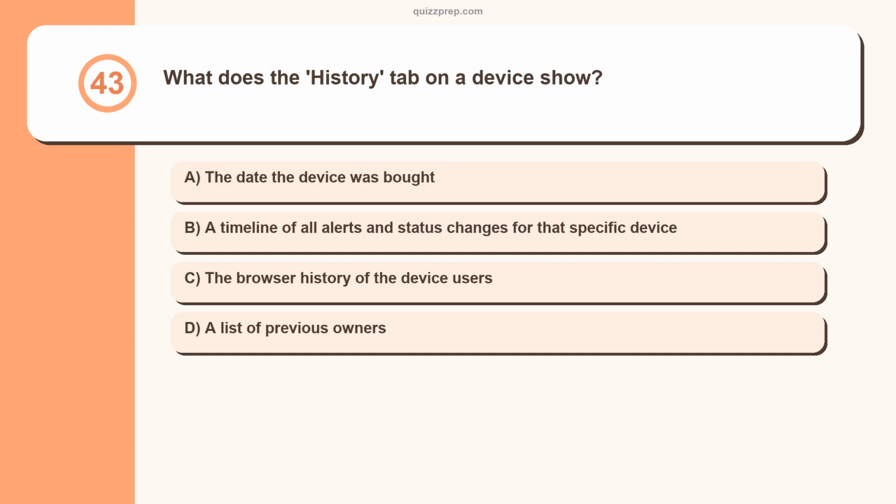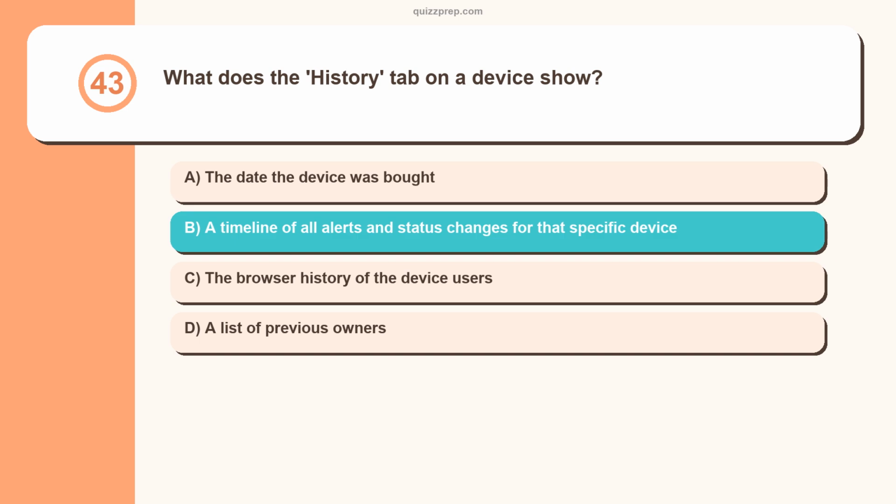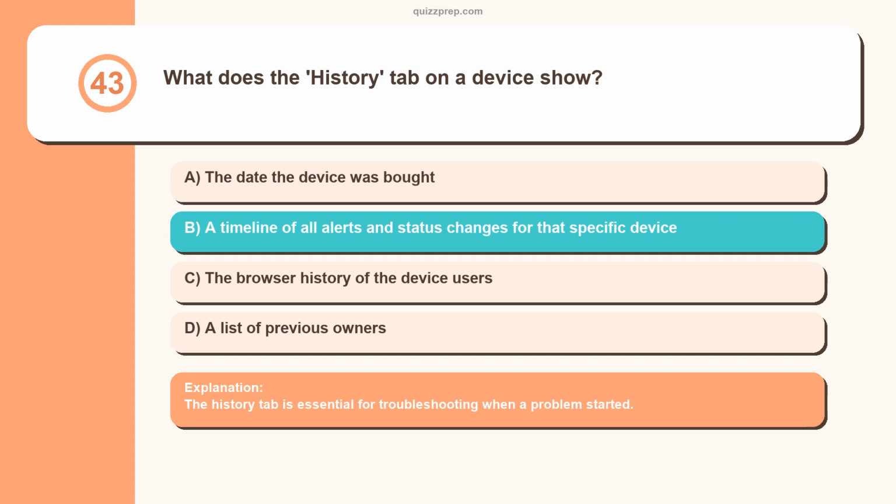Question 43. What does the History tab on a device show? The date the device was bought. A timeline of all alerts and status changes for that specific device. The browser history of the device users. A list of previous owners. The History tab is essential for troubleshooting when a problem started.